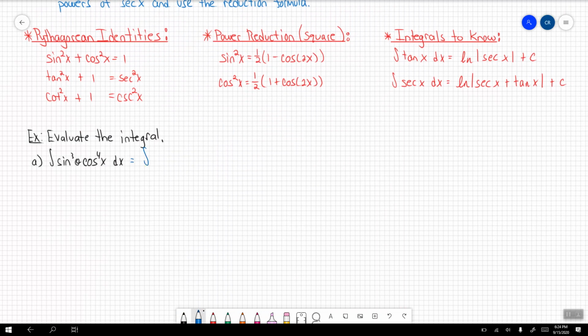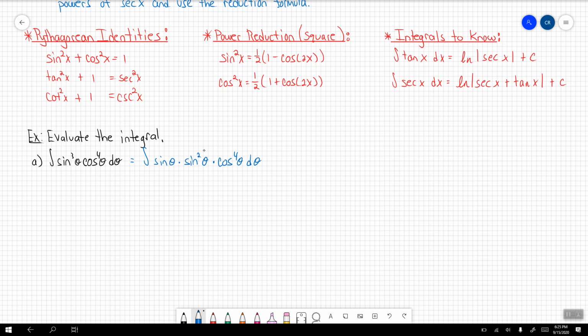Break off 1 power of sine, so we get sine of theta multiplied by sine squared of theta multiplied by cosine to the 4th. Oops, I wrote theta and x's here. I don't know why I wrote x's. My apologies, it got mixed up here. Cosine to the 4th theta d theta. There we are. And then here, again, sine theta times sine squared times cosine to the fourth theta d theta.